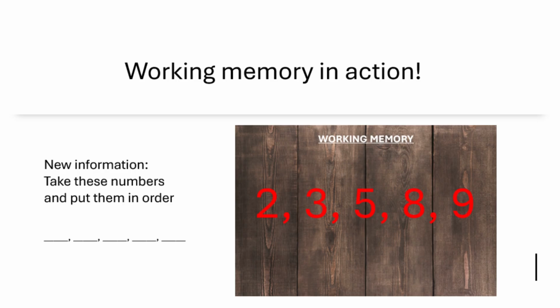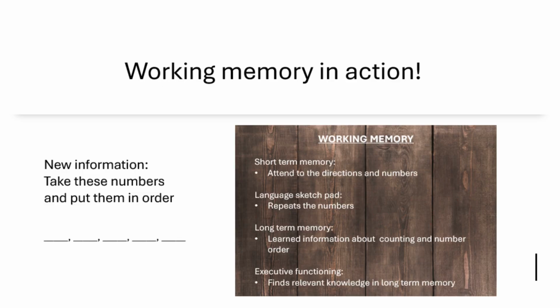Here's the answer. If you were able to successfully manipulate the order of the numbers, then you just used working memory to manipulate information to complete a task. In fact, your working memory was active in more ways than one. First, you were attending to the directions and the numbers, holding them both in your mind long enough to know what to do with them.